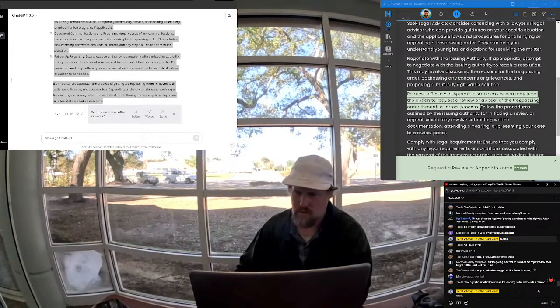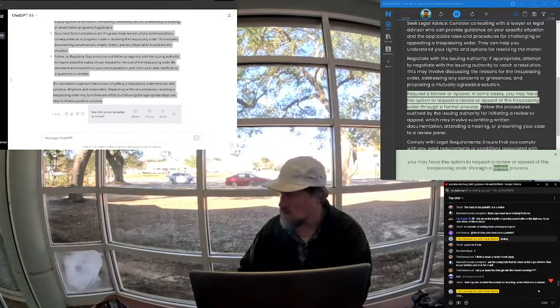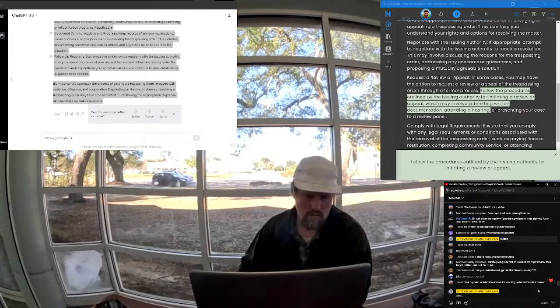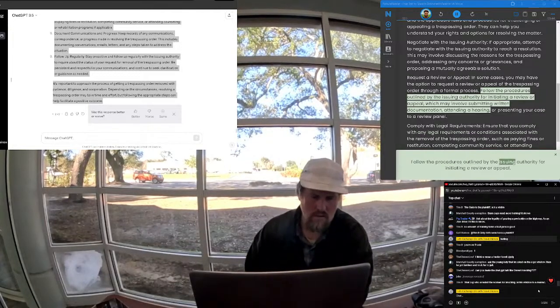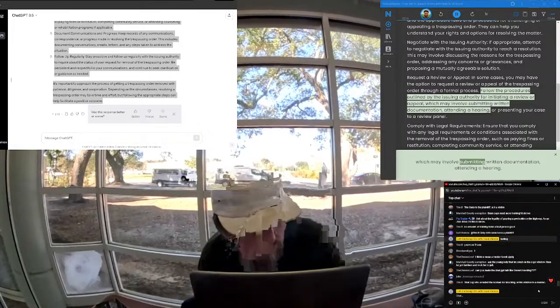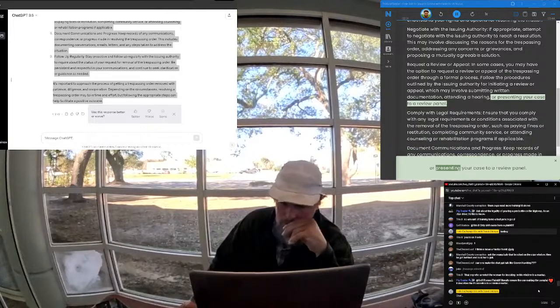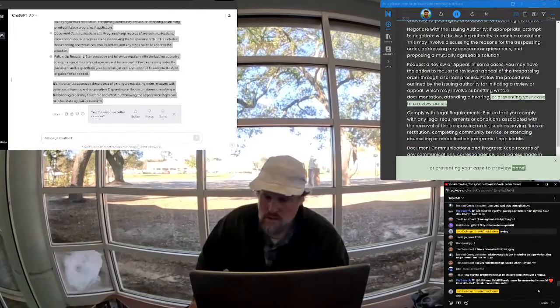Request a review or appeal. In some cases, you may have the option to request a review or appeal of the trespassing order through a formal process. Follow the procedures outlined by the issuing authority for initiating a review or appeal, which may involve submitting written documentation, attending a hearing, or presenting your case to a review panel.